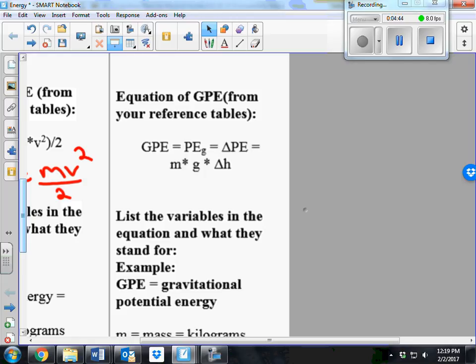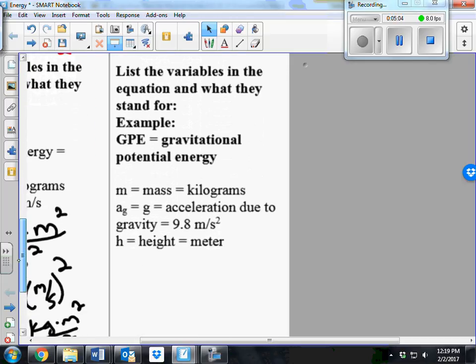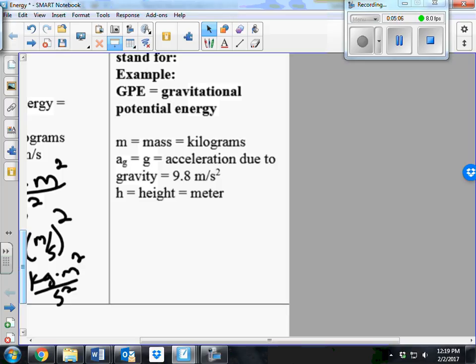Then I can figure out my GPE. In the same token, I could say, hey, how much energy is left after it falls 3 meters? Well, my change in height would be 5 meters, and then it would change to 2 meters. So I could do 5 minus 2, which is 3, and plug that in, and I can get my delta PE, which is kind of the equation that your reference table uses.